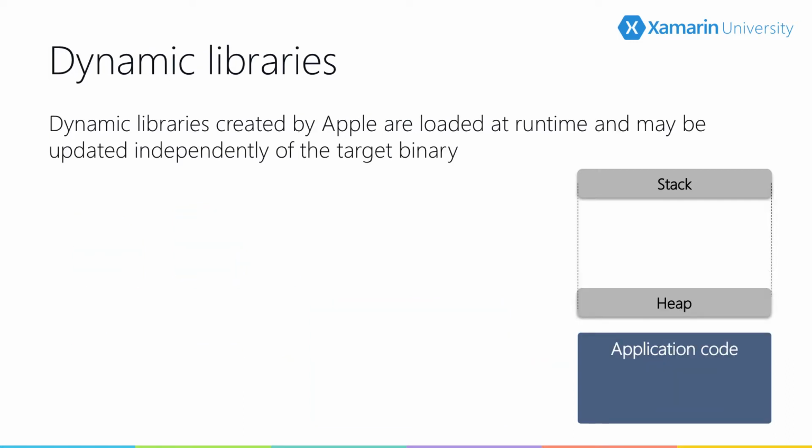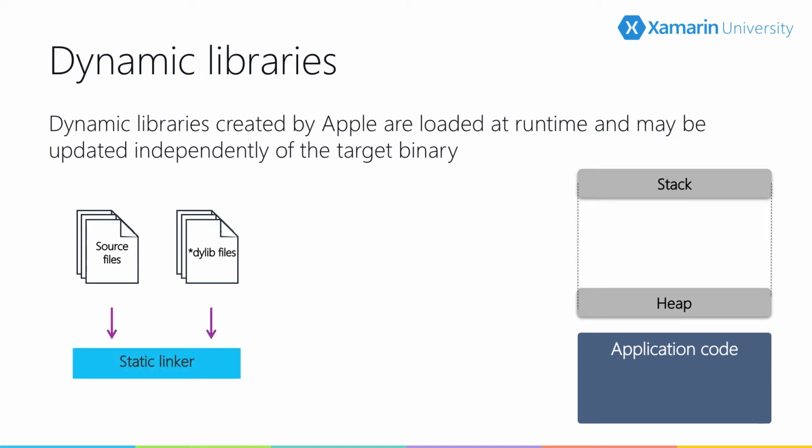Let's compare this to the dynamic library implementation. A dynamic library is a container for a set of object files and uses the dylib file extension. At compile time, a static linker collects compiled source code, known as object code, as well as library code, just as we saw with the static library.